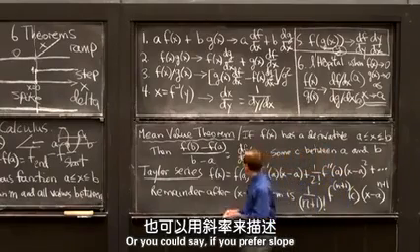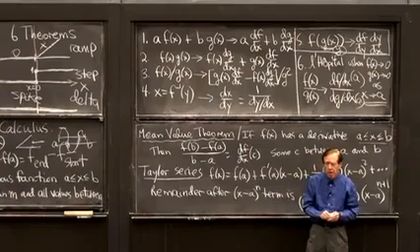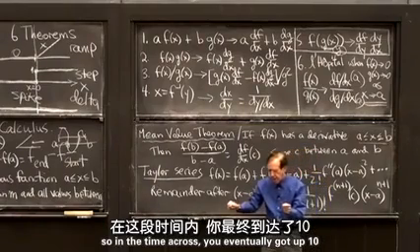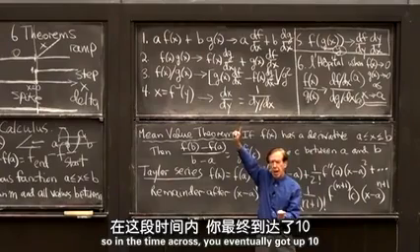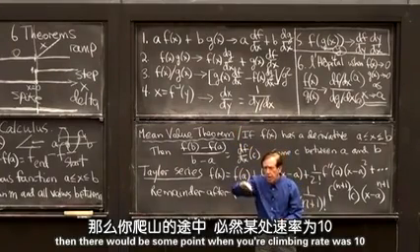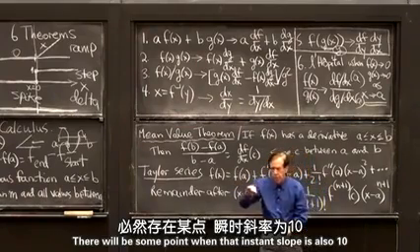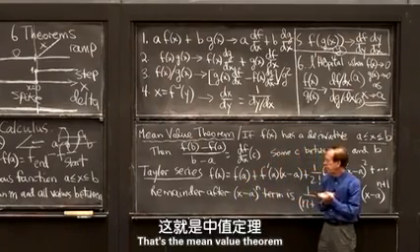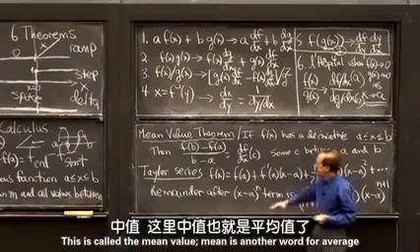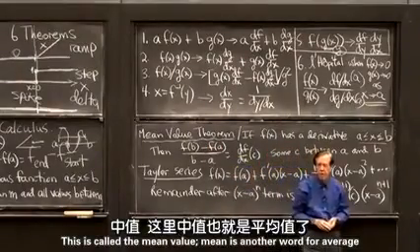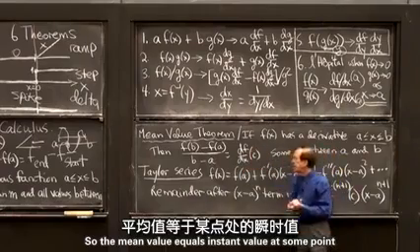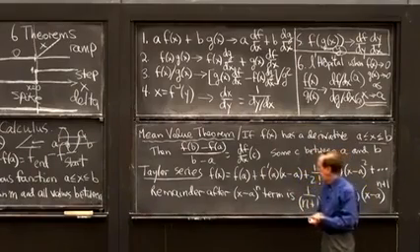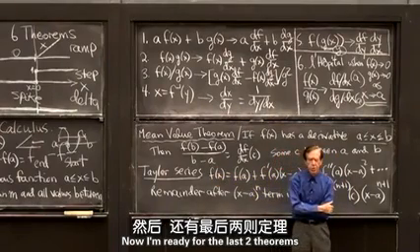Or you could say, if you prefer slope, suppose the average slope, the up over across, is 10. So in the time across, you eventually got up 10. Then there will be some point when your climbing rate was 10. There'll be some point when that instant slope is also 10. Okay, that's the mean value theorem. Mean value is another word for average. So the mean value equals the instant value at some point, but we don't know what that point could be anywhere. Okay, now I'm ready for the last two theorems.